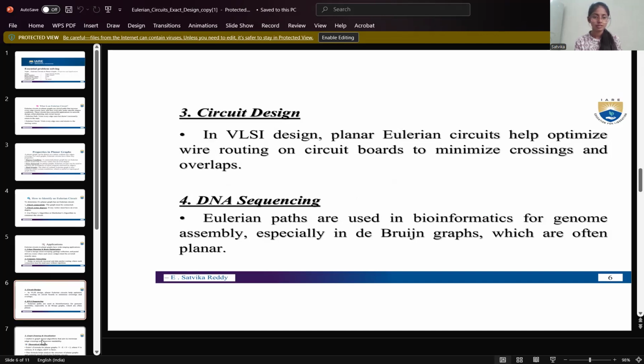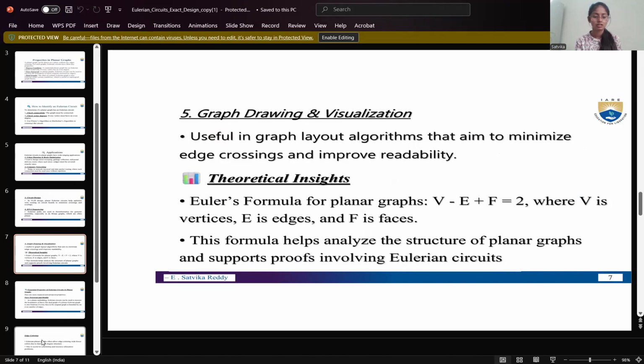And the fifth application is graph drawing and visualization. It is useful in graph layout algorithms that aim to minimize edge crossings and improve readability.